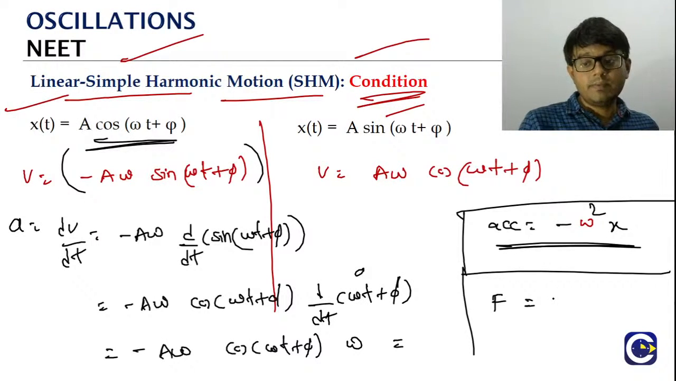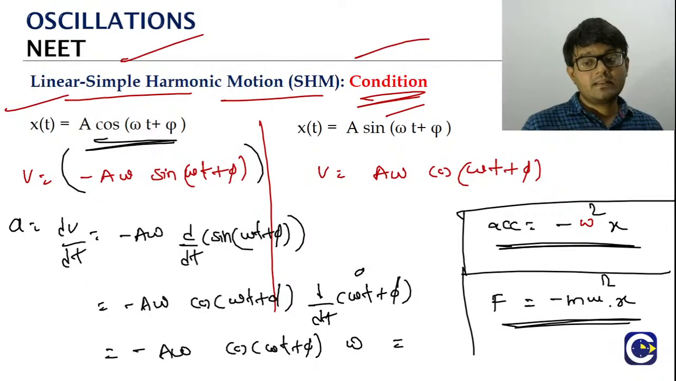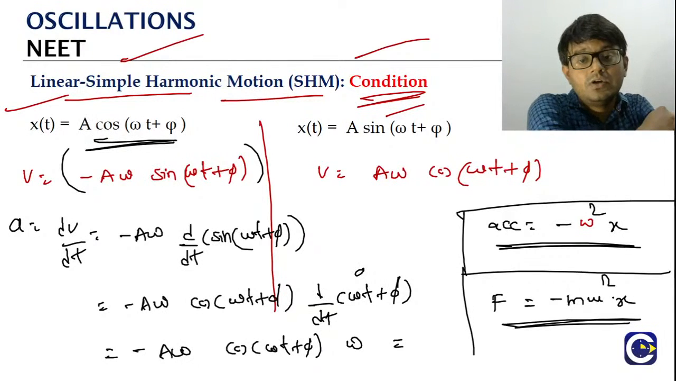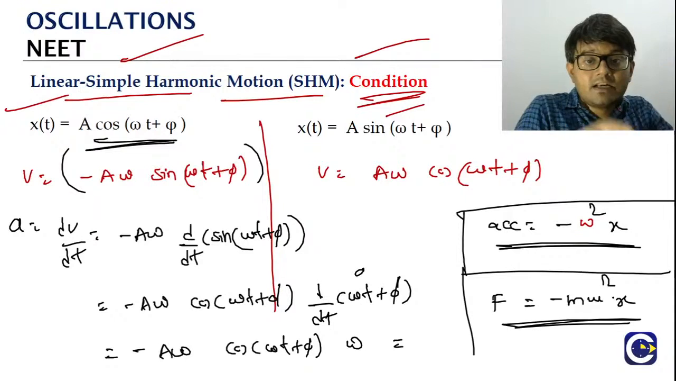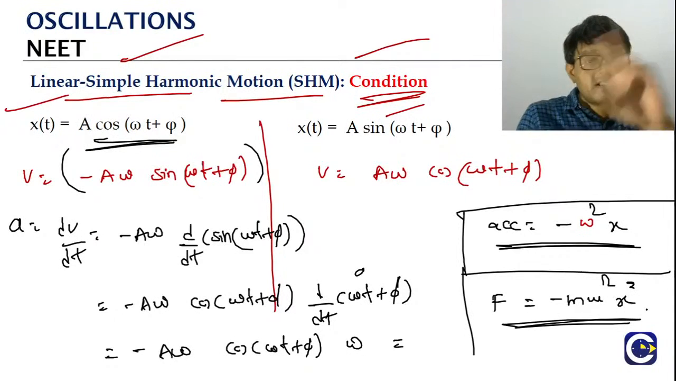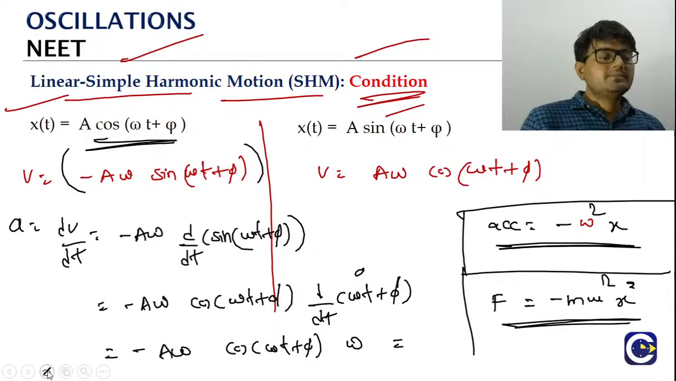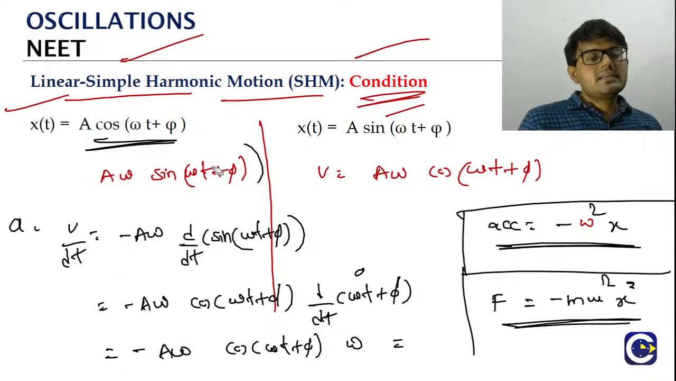Then the restoring force will be equal to what? Minus m omega square into x. Look, this is what we said earlier in the first statement. The restoring force will be directly proportional to what? The displacement value, but direction wise opposite. Right? So this is the condition for the linear simple harmonic motion.